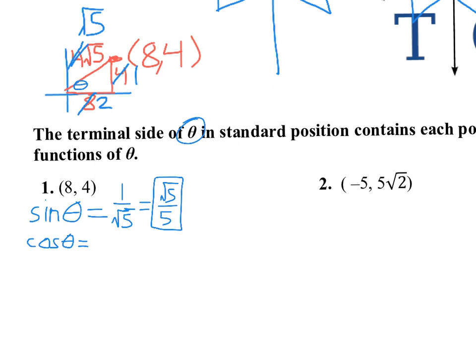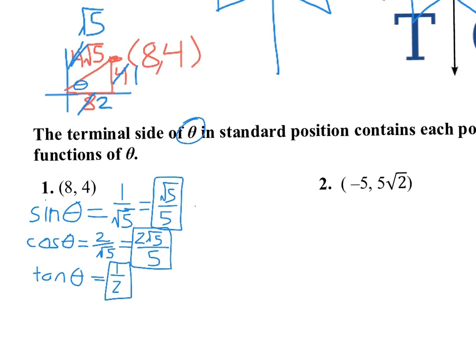Cosine theta is adjacent over hypotenuse. So that's 2 over rad 5, which we can rationalize to 2 rad 5 over 5. Tangent theta is opposite over adjacent, so 1 over 2. Now we have to find their reciprocals.